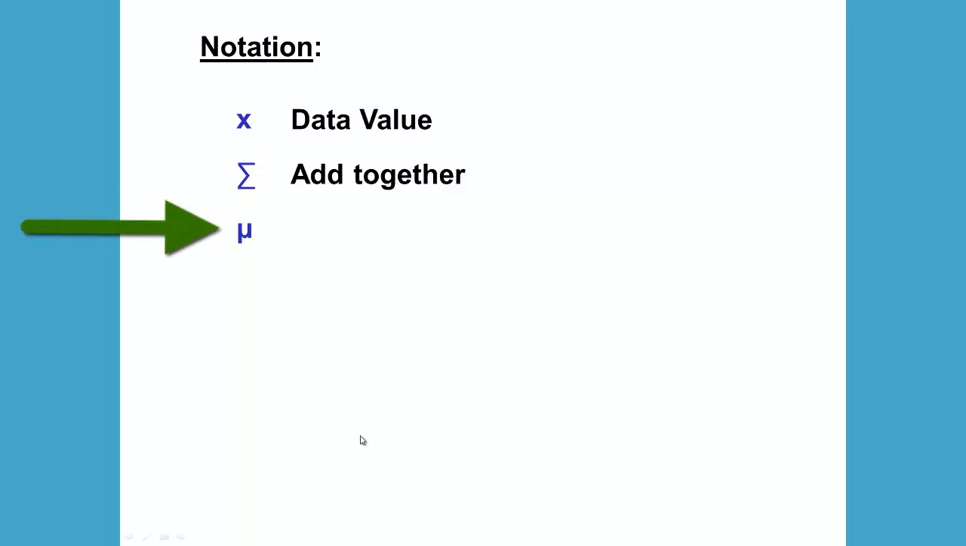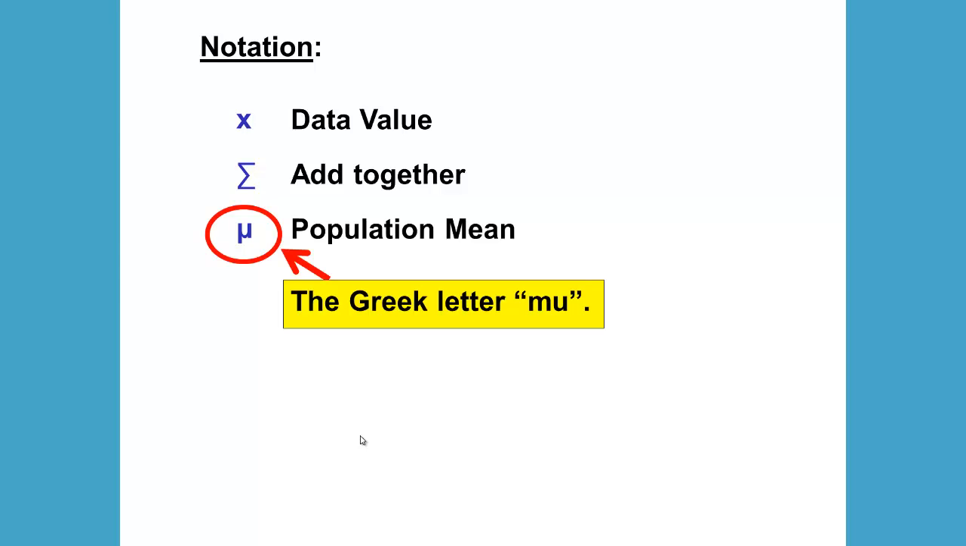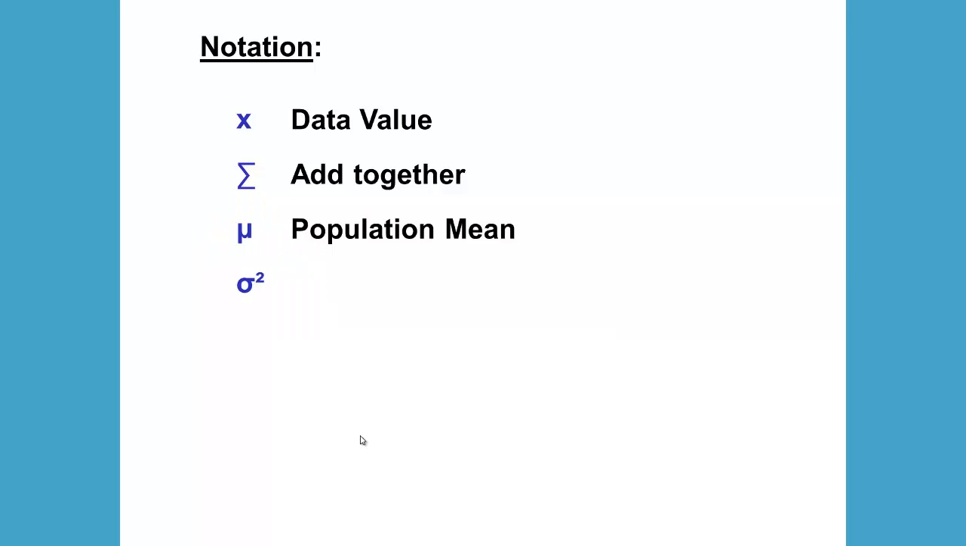Next we have mu, and it's like a cursive U or a U with a stick on the left-hand side. And this is the Greek letter mu. Remember that Greek letters tend to go with population values and English letters go with sample values. So mu is the population mean. And again, that's the Greek letter mu.